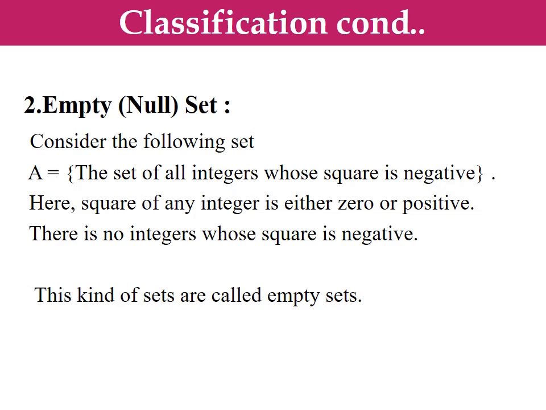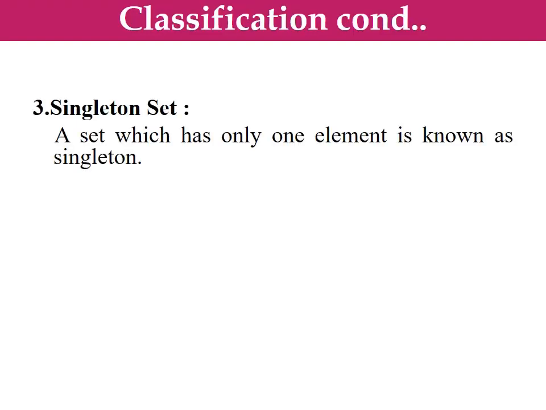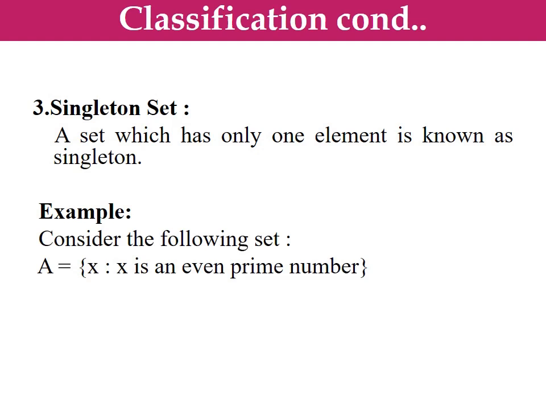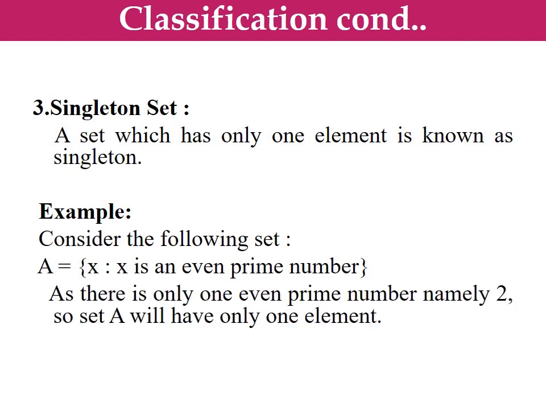So next I would like to move to the next one, that is the singleton set. What do you mean by singleton? If a set consists of only one element, that is called a singleton set, right? Take one example. Consider the following set, the set X having even prime numbers. What is an even prime number? Can you recall? Exactly. We know that 2 is the even prime number. As there is only one even prime number, that is nothing but 2, this set is called a singleton set.